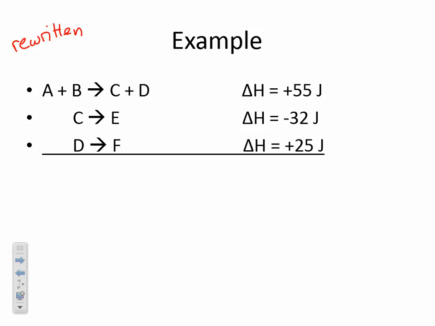the equations. So I still have the A plus B goes to C plus D, because I kept that. I didn't change that at all. I have the C goes to E, I kept that, I didn't change that at all. But I have, in fact, flipped the F goes to D, and now it's D goes to F. So you'll notice we have a positive 25 joules.